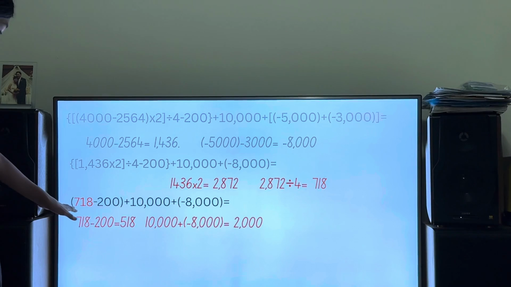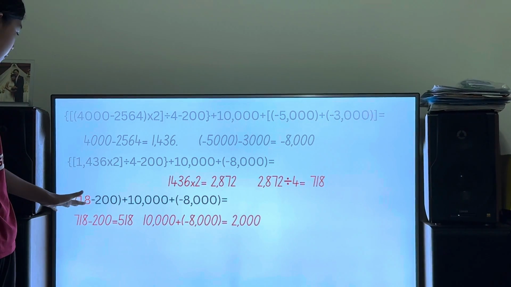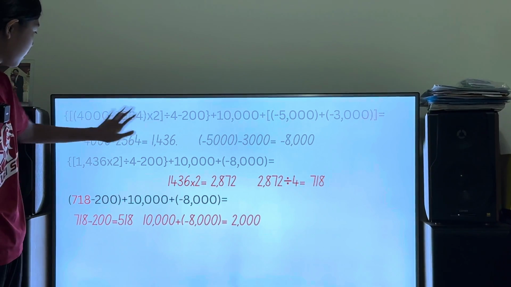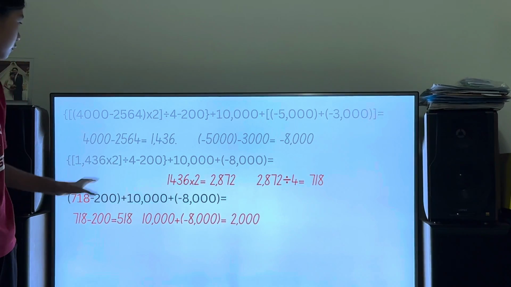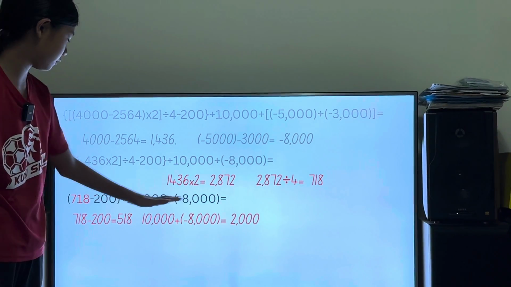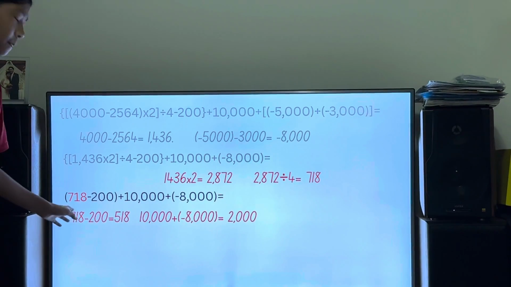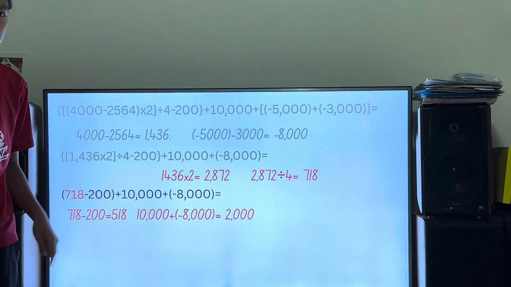So this is the simplified one. Now 718 apples only. And as you can see, we're already done with this part of the equation and this part of the equation. So now it's only -200. And we're just going to finish off with this one. And first we break down this parentheses. So now 718 minus 200, 518.